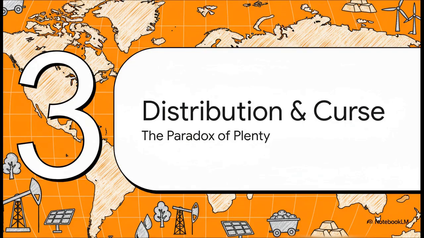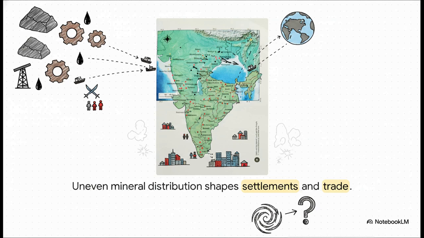Let's transition to Section 3, distribution and resource curse. We know what resources are, but now let's look at how they're actually spread out across the globe. When you look at a map of India, or really anywhere in the world, you'll immediately see that resources aren't just sprinkled evenly. Some regions are absolutely packed with coal, oil, and iron ore, while others have practically none.